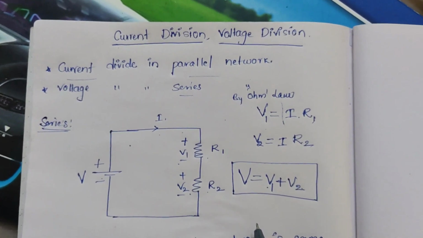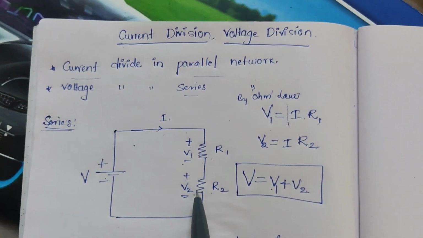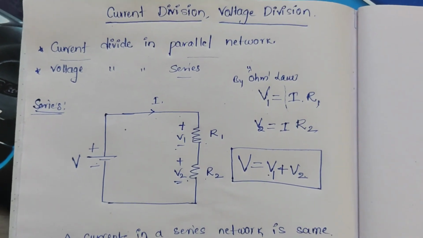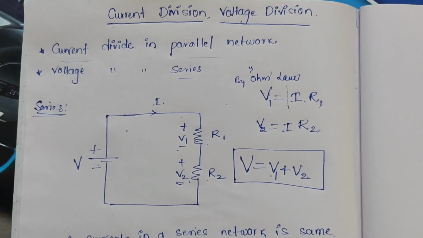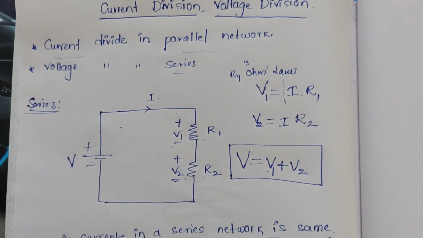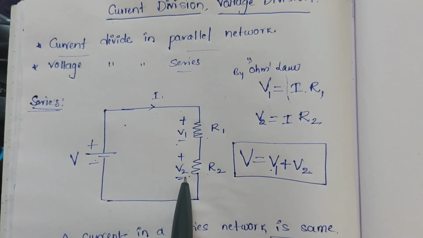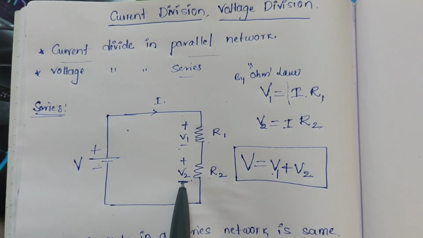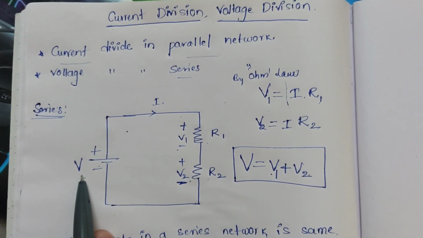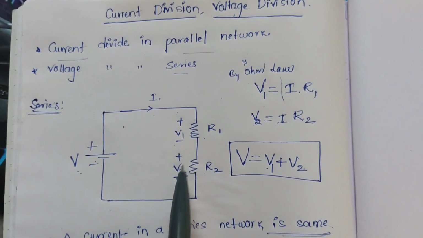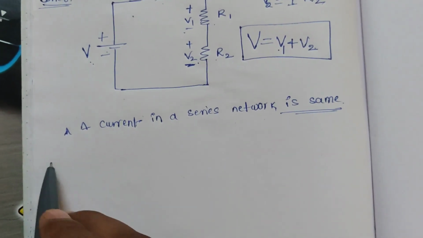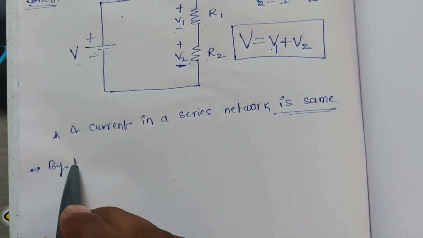How can you find V2 if you have your source voltage? You can find V1 or V2 with respect to your source voltage also. That is the voltage division rule. Here the V2 voltage is some fraction of the source voltage. If the source voltage is 10 volts, let us assume, and let us consider one expression so that you can understand it.